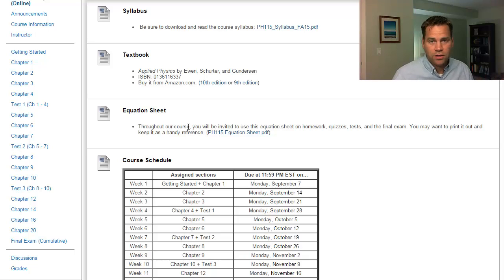In fact, it's the only thing you should be using on tests or the final exam. Those are not open book, they're not open internet. You should only be using your equation sheet for those.